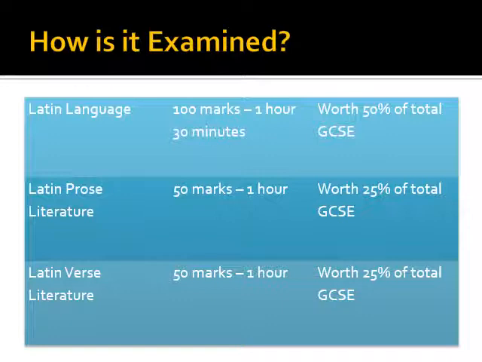And then there are 2 much shorter papers. The 2 literature papers are an hour each, and they're each worth 25% of the total GCSE. So together the literature component is 50%. So you've got 1 exam on your prose set text and 1 exam on your verse set text.